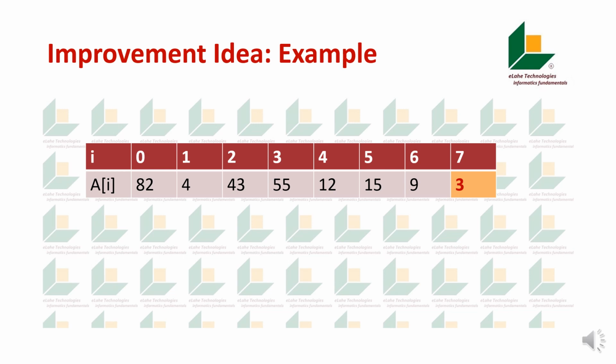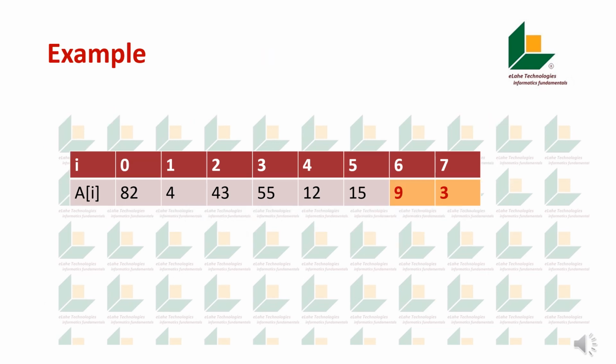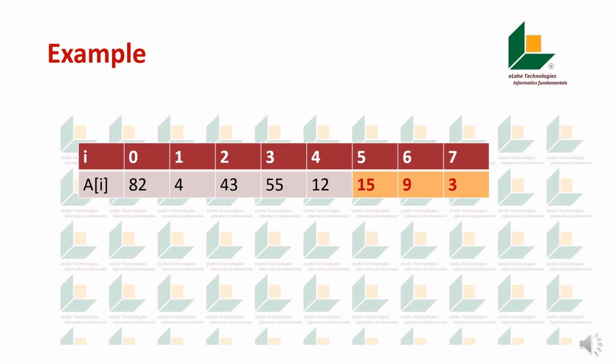Consider the idea for a more efficient algorithm. We illustrate this through an example. We process the elements from east to west, that is right to left. The first element is 3, which is trivially a leader. The next element is 9, which is a leader, since 9 is greater than 3. The next element is 15, which is a leader, since 15 is greater than 9.